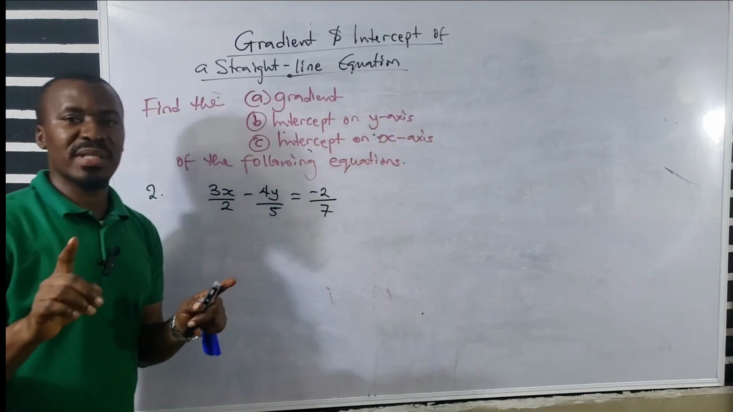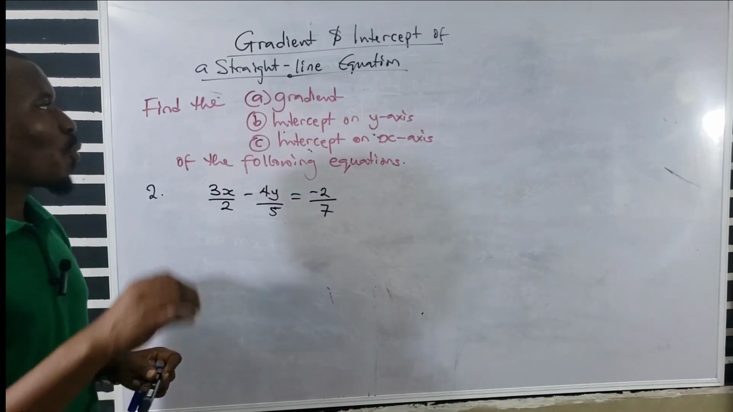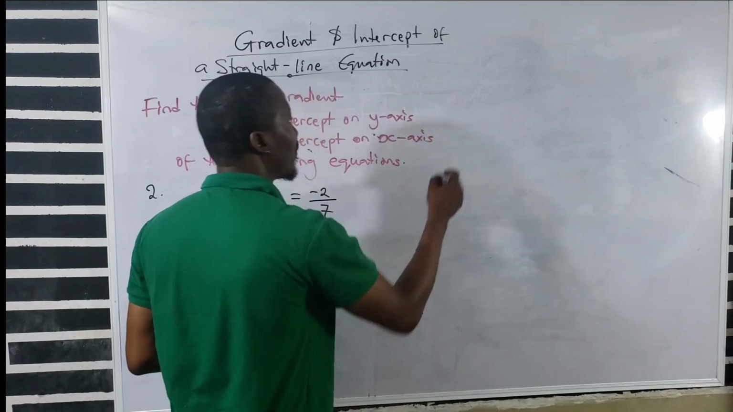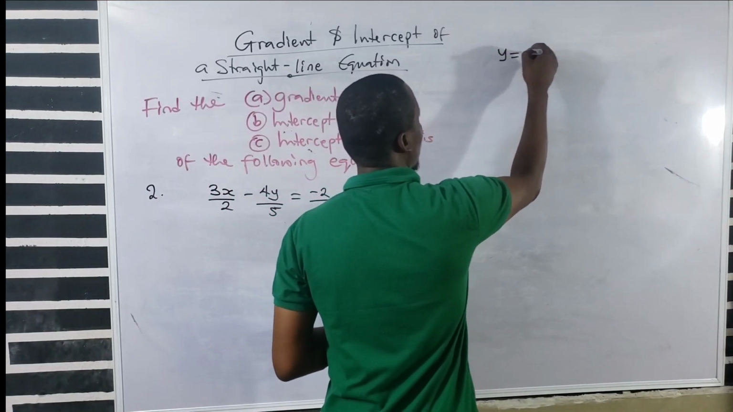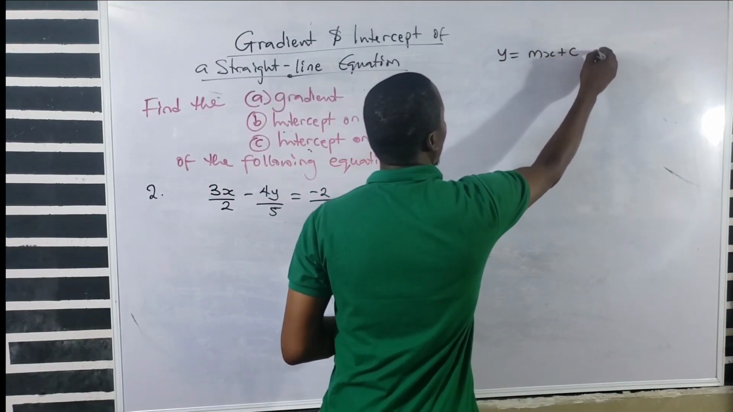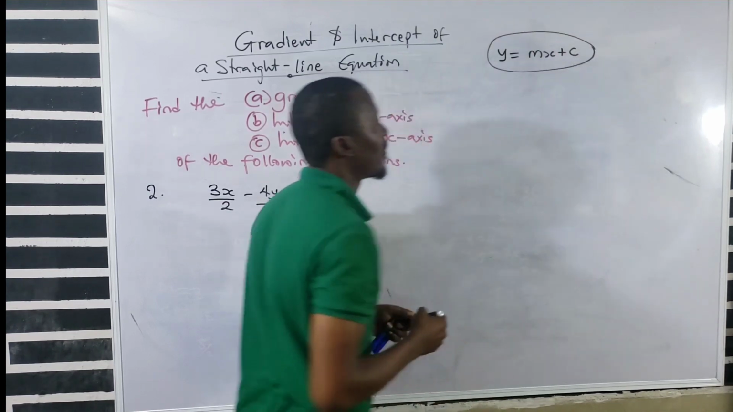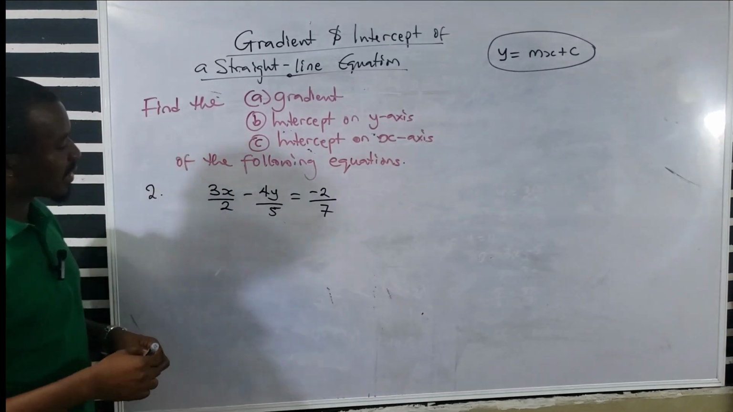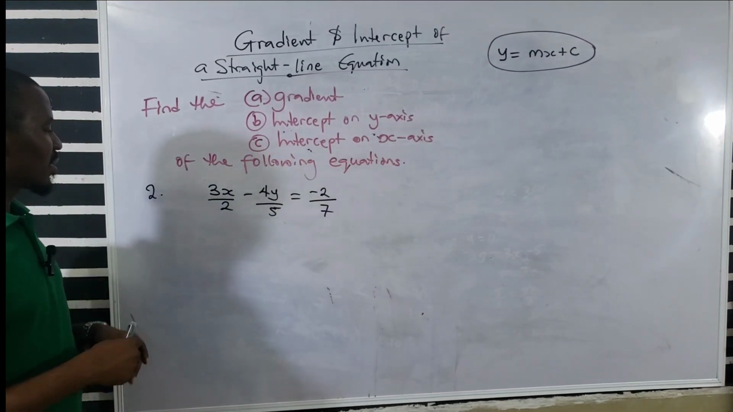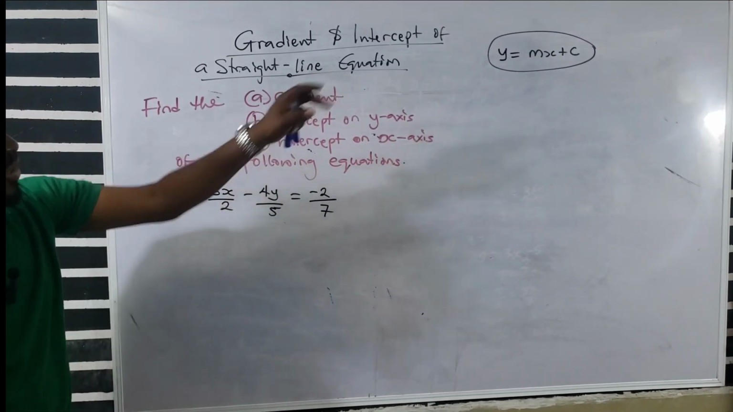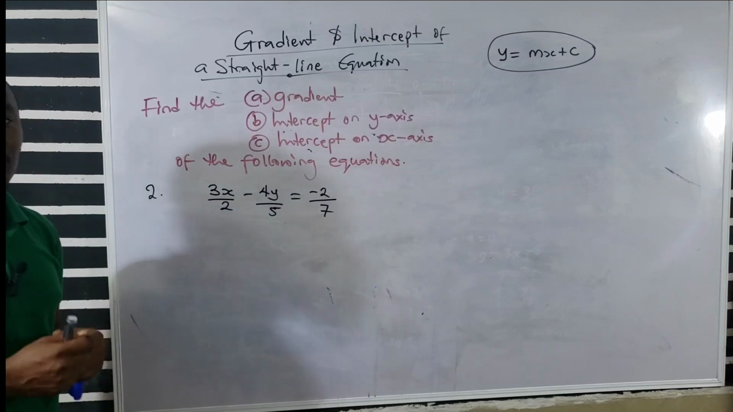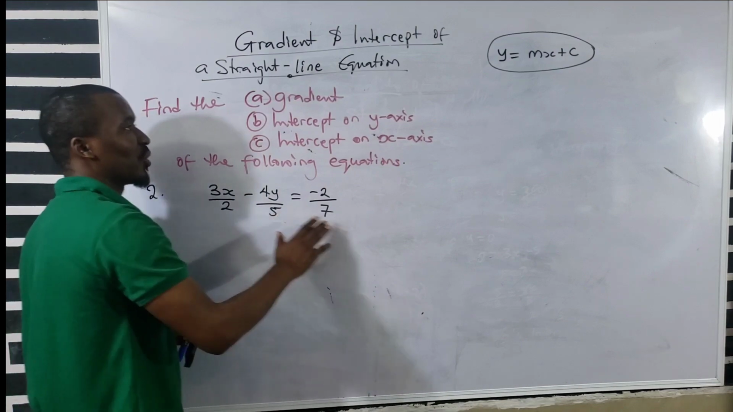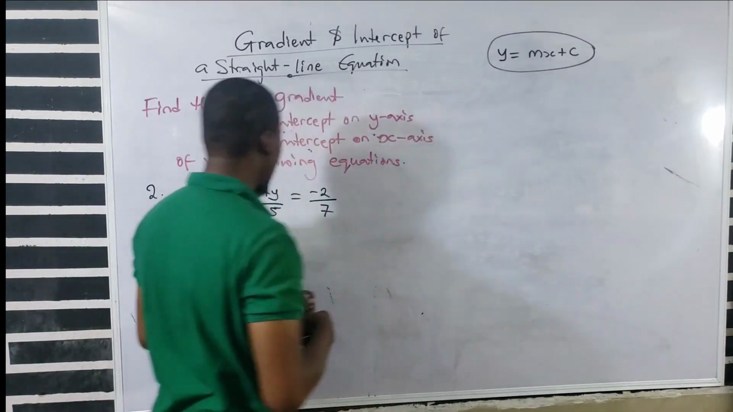X-axis. Remember what I said in the previous example? We need to make our y the subject of the formula so that it can be of the form y equals mx plus c. This is the general form of a straight line equation. But this one, you can see there are a lot of numbers that are not arranged like that. So our job here is to make this equation look like this. So let us start.